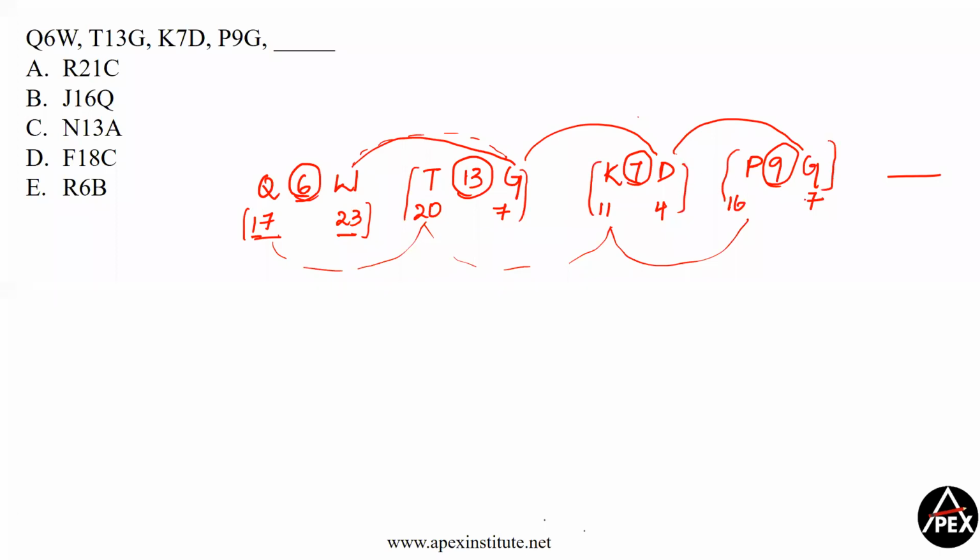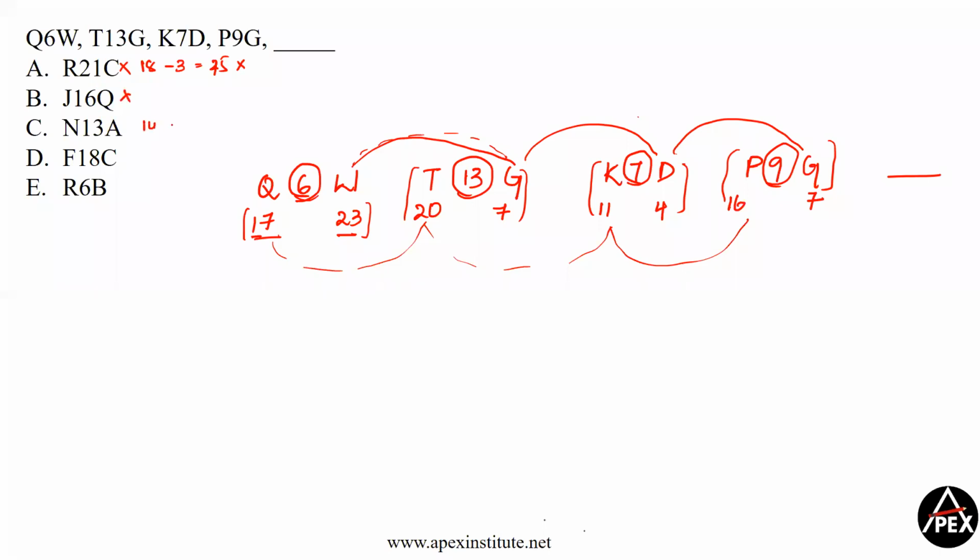Yes, that logic is consistent in all these terms, isn't it? So now we will be checking those options which follow this logic. R is 18, 18 minus 3 is 15, not 21. So this is not the answer. J is 10, 17 minus 10 should be 7, not 16. So this is not the answer.